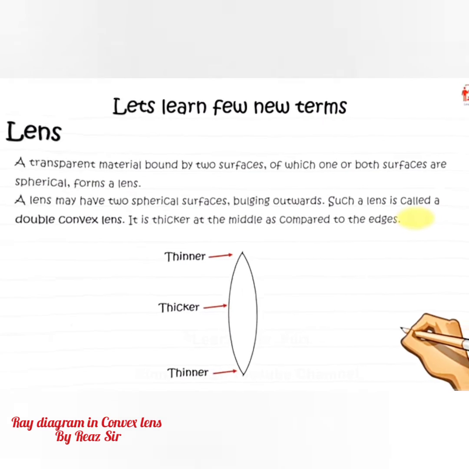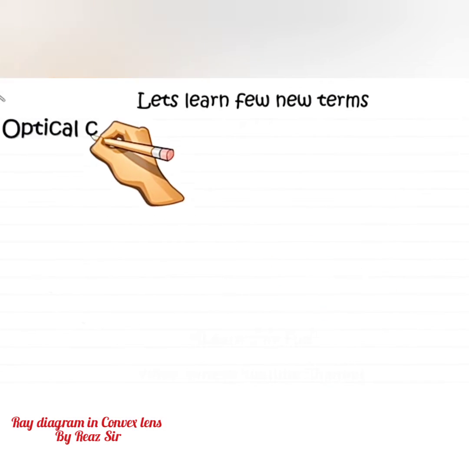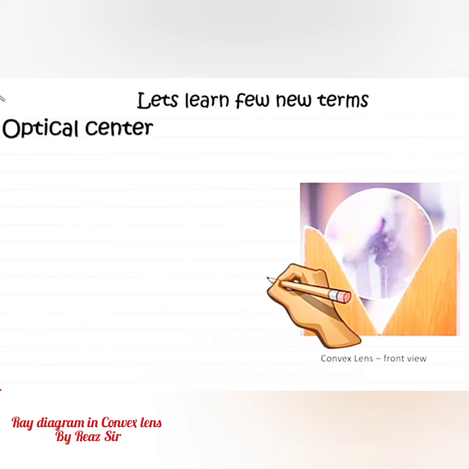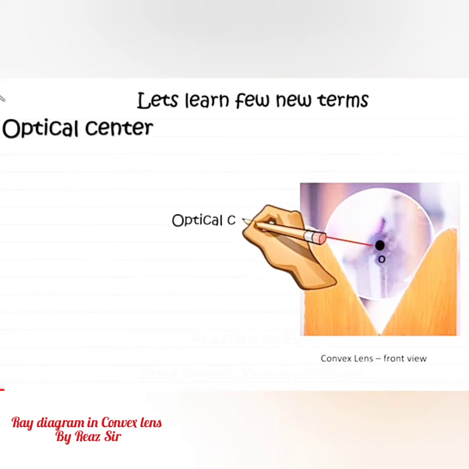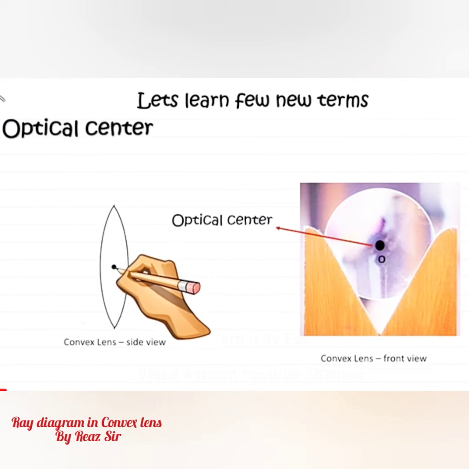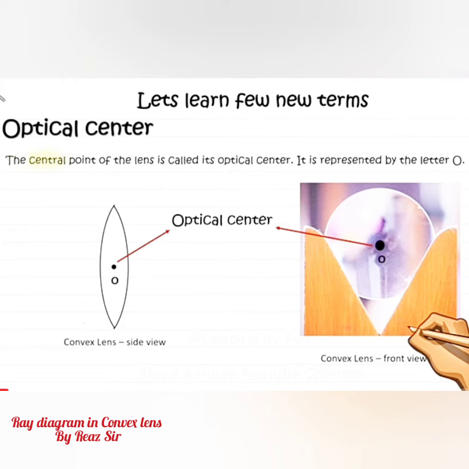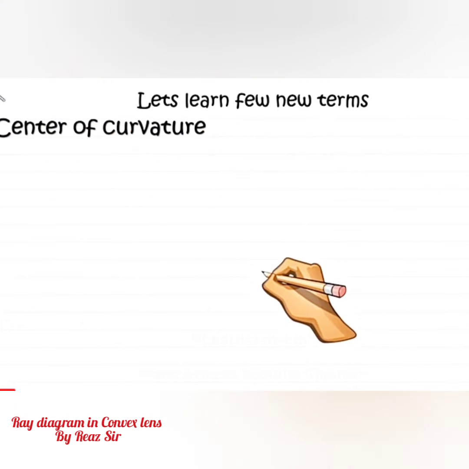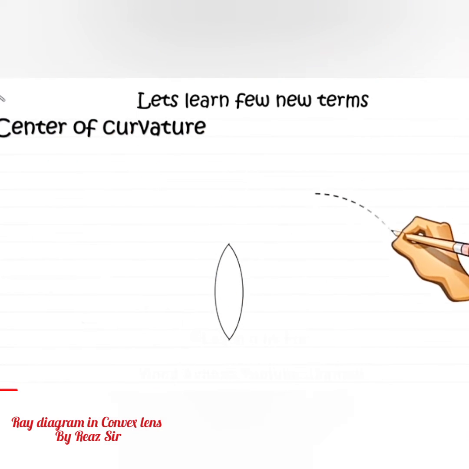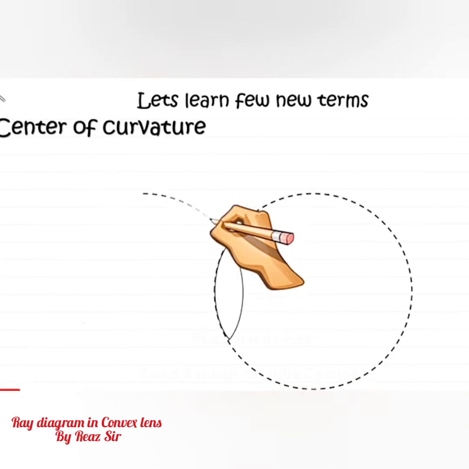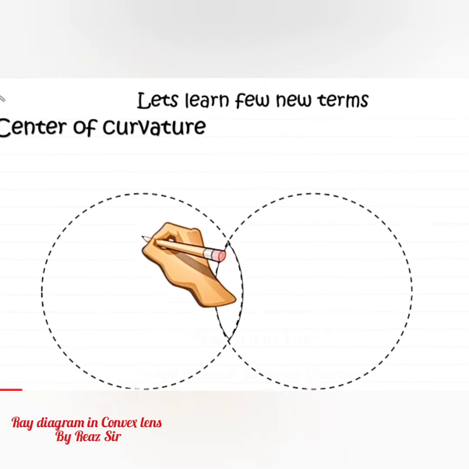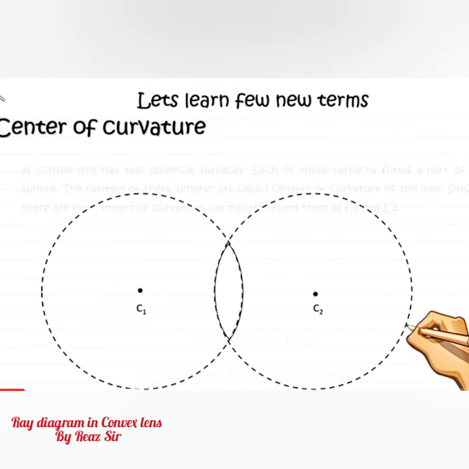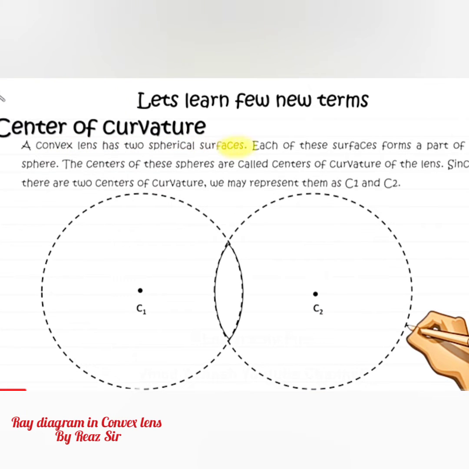It is thicker at the middle as compared to the edges. Now optical center. You are watching in the figure that the central point of the lens is called its optical center, and it is marked as O. Now center of curvature. A convex lens has two spherical surfaces. Each of these surfaces forms a part of a sphere. The centers of these spheres are called centers of curvature of the lens. Since there are two centers of curvature, we may represent them as C1 and C2.